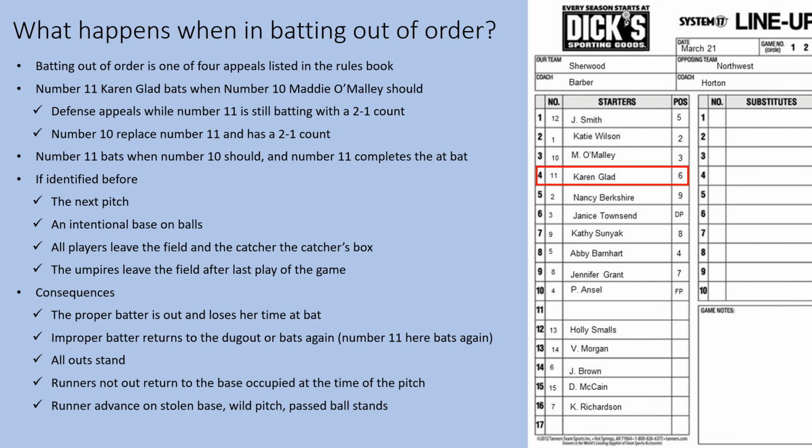Finally, if the runner on first stole the base or advanced on a wild pitch or passed ball, she can stay there. So let's say Karen's at bat, she's the improper batter, she strikes out, the runner on first steals second base, then the defense appeals Karen's improper batting, Maddie's declared out, Karen bats again, but since the runner achieved a stolen base, she gets to keep that stolen base.